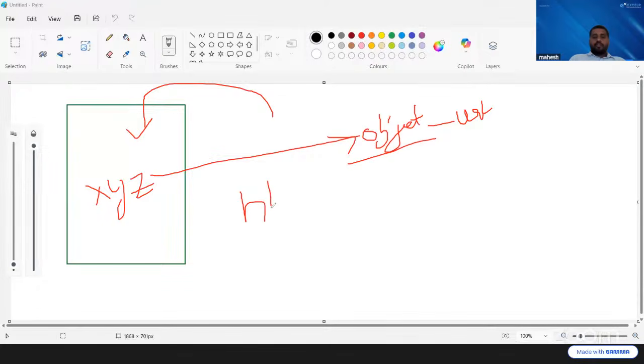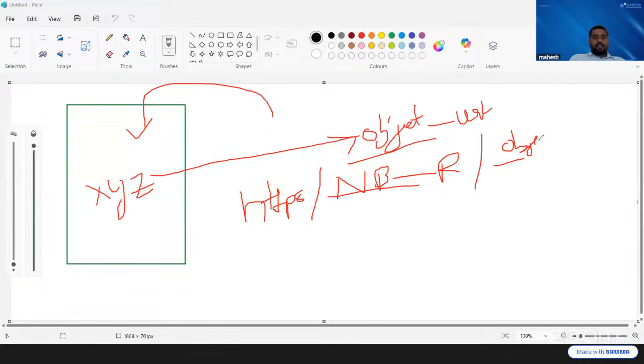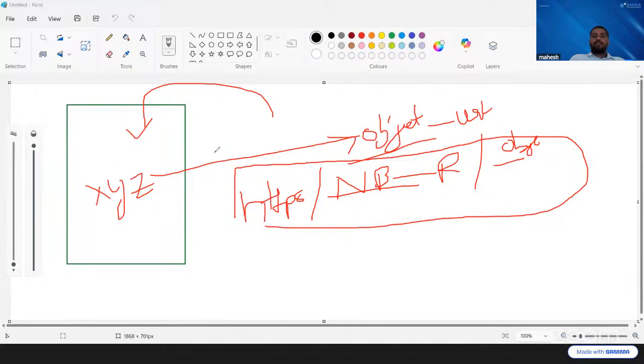What is the syntax of this URL? First is the protocol, HTTPS. Then we will have the name of the bucket, and in which region this particular bucket has been stored. Then the object as well. What is the name of the object? That is XYZ as the object name. This will be the syntax of the URL when you store the data inside the S3 bucket. When you click this URL, you can see the object that you have stored inside the S3 bucket.